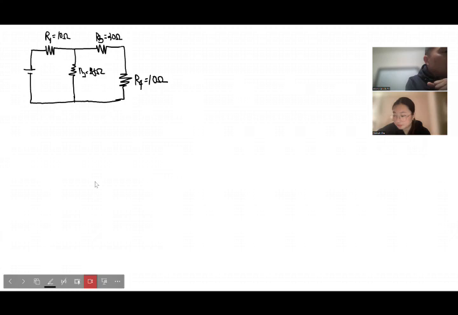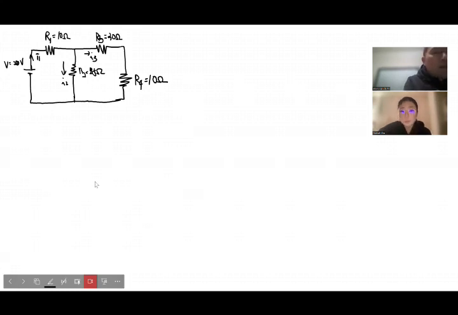So the battery EMF provides 20 volts across this DC circuit, and obviously that produces a current, first current I1 along the first resistor. That splits into two directions, I2 along R2 and I3 along R3.